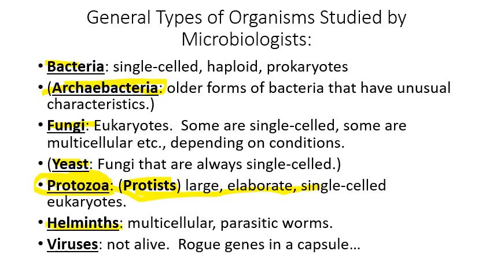Okay, helminths are large multicellular parasitic worms, and viruses are not actually living things. They are a few rogue genes that are located inside a capsule called a capsid. They invade a cell and take over that cell and force that cell to use its metabolic machinery to make more viruses.